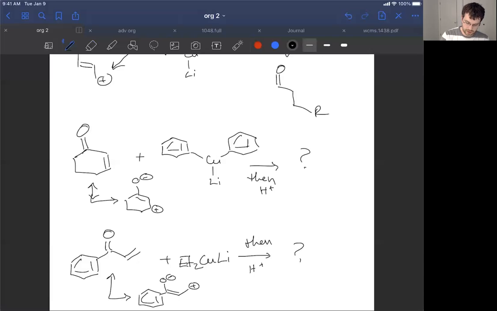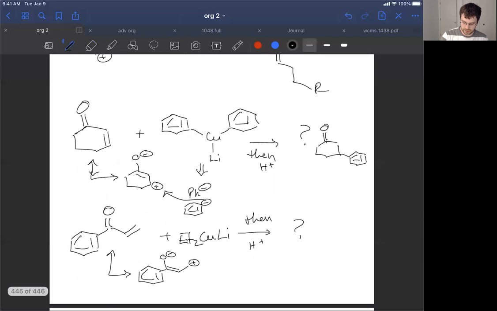Okay, so now what I want you to think about this as is a phenyl minus or a benzene minus. Remember, Ph is short for phenyl, which is a benzene substituent. Here, the negative is going to add to the positive. Then H plus is going to give rise to this species. Now, alternatively, we have an ethyl group being added.